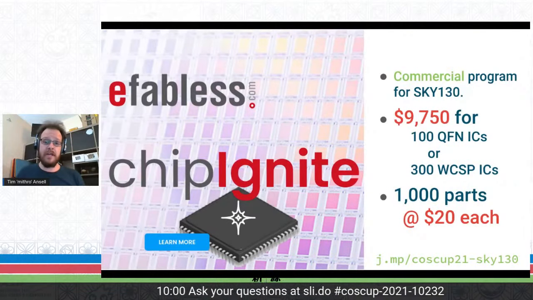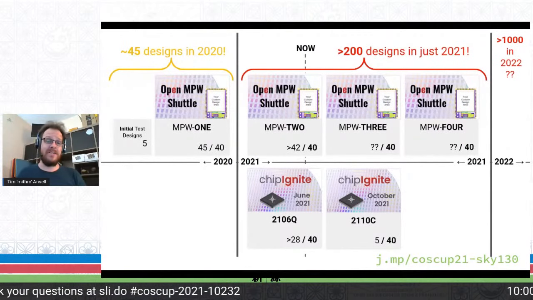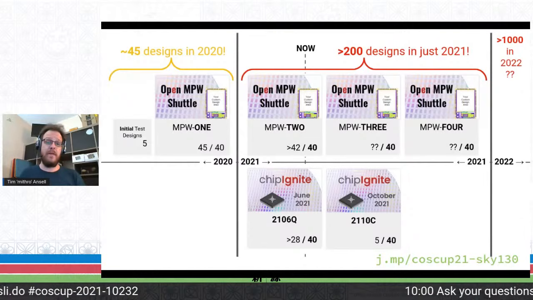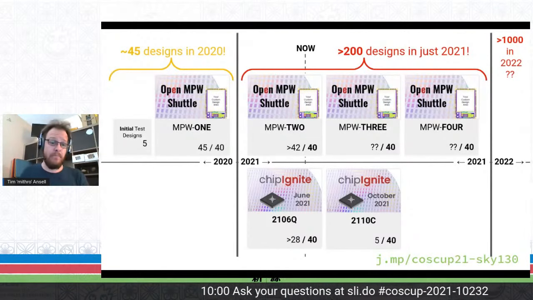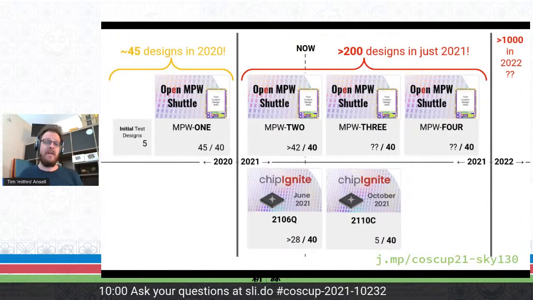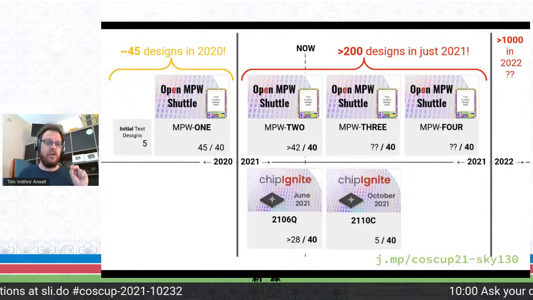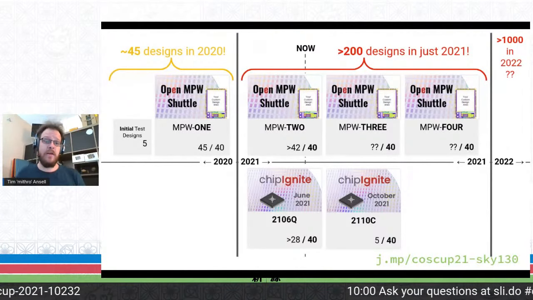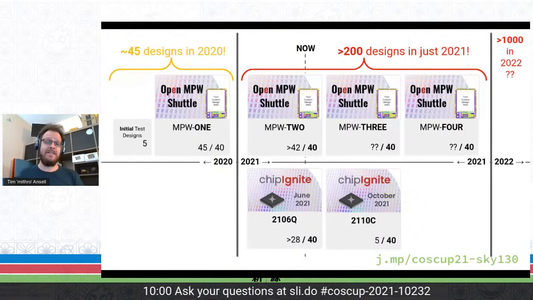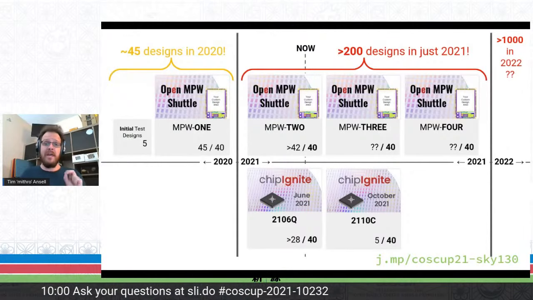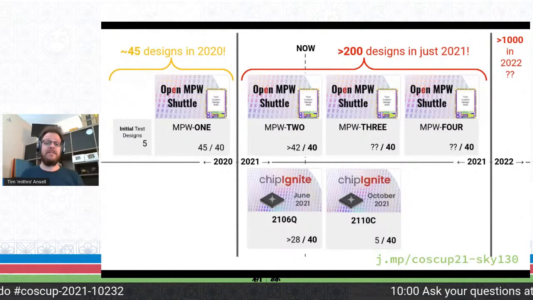And so if you look at it, there's still actually 2 more tape-out chances this year. Before the end of the year, there'll be MPW3 and MPW4. There'll be at least 1 more chip ignite shuttle, and there'll probably be even more. And so in 2021, we're going to be doing more than 200 designs taped out. And in 2022, maybe it's going to be thousands of designs taped out.